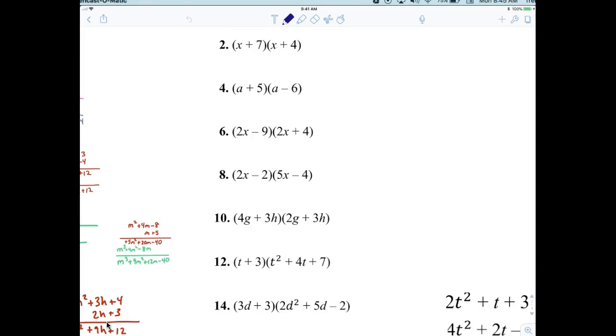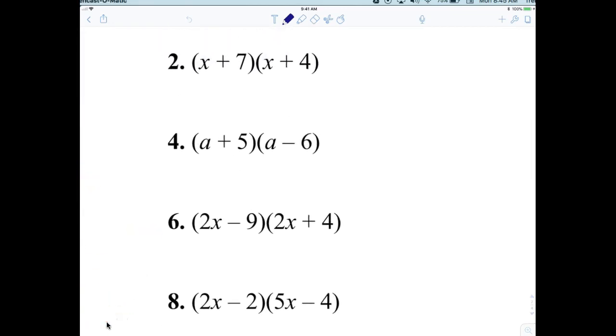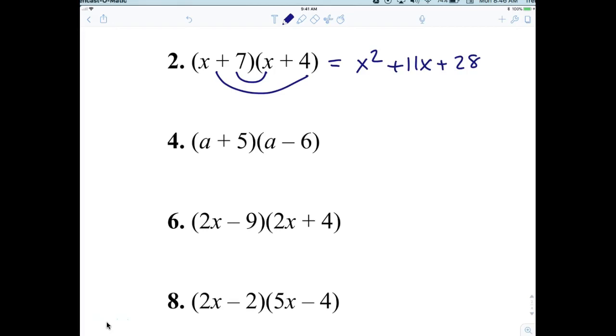All right? So for number 2, again, my opinion, you should be able to look at that and say x times x is x squared. Now, smiley face, 7x and 4x makes what? 11x. So x squared plus 11x, 4 times 7, 28. That's how simple that is.